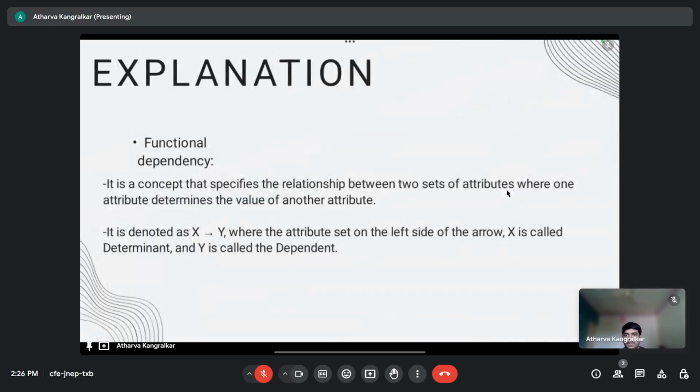So explanation: the functional dependency is a concept that specifies the relationship between two sets of attributes, where one attribute determines the value of another attribute. It is denoted as X to Y, where the attribute set on the left side of the arrow, X, is called determinant and Y is called dependent.